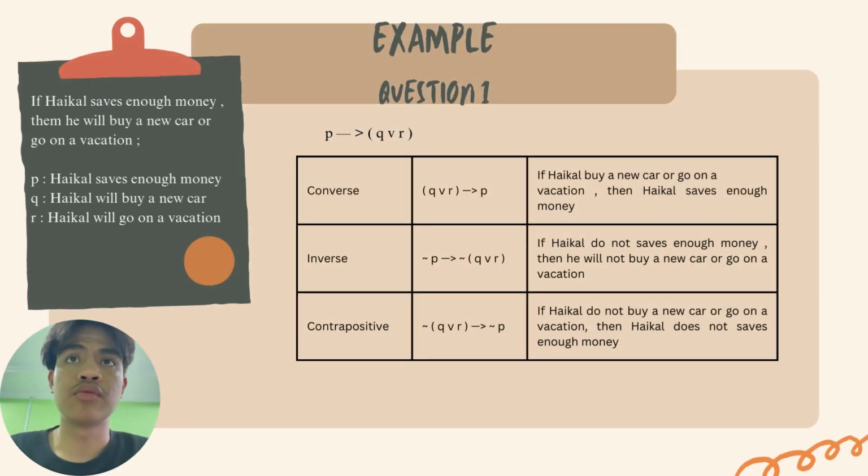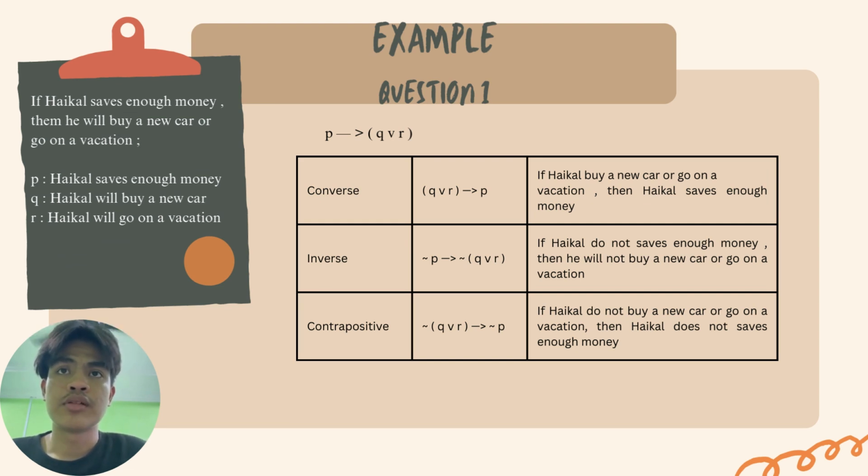For the next slide, I will talk about an explanation about question 1. The statement is, if Haikal saves enough money, then he will buy a new car or go on a vacation. For the statement P, Haikal saves enough money. For the Q, Haikal will buy a new car. For the R statement, Haikal will go on vacation.